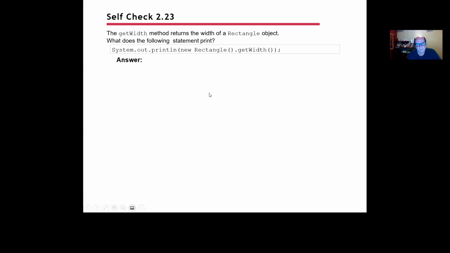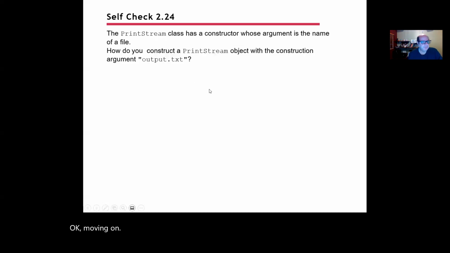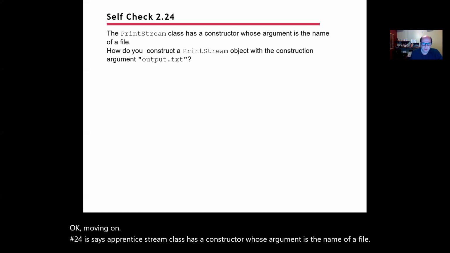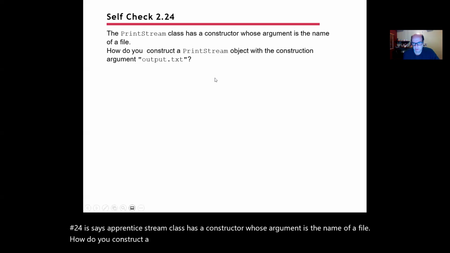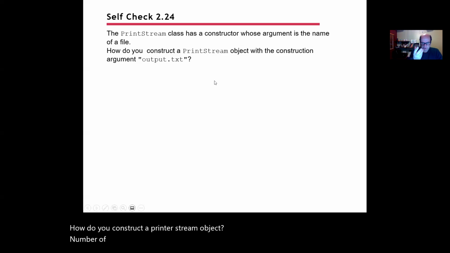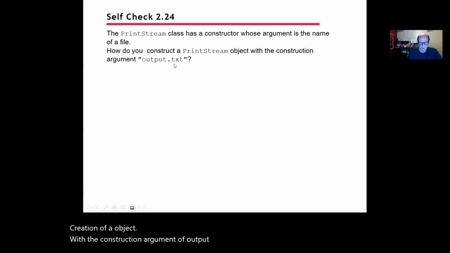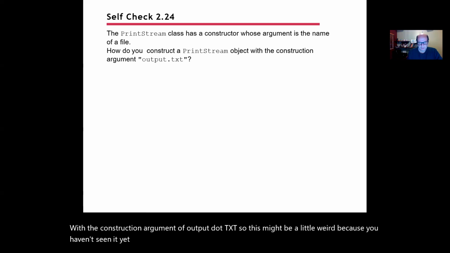Okay, moving on. Number 24, it says a PrintStream class has a constructor whose argument is the name of a file. How do you construct a PrintStream object? Remember the creation of an object with the construction argument of output.txt. So this might be a little weird because you haven't seen it yet, but that's okay. Put something down and then we can talk about it.